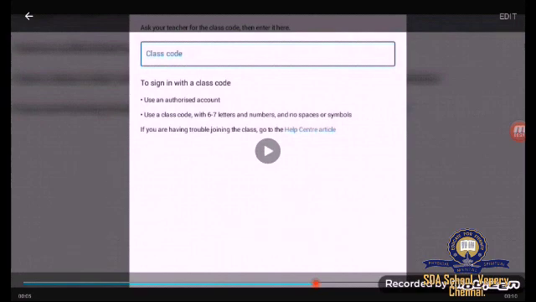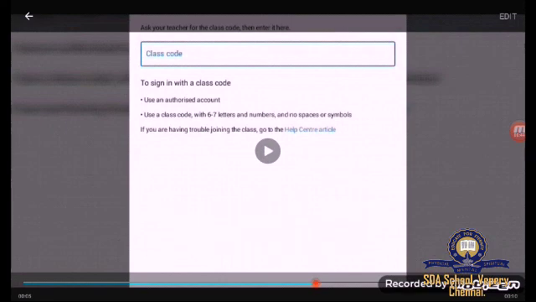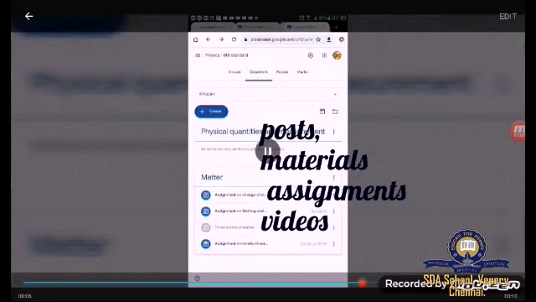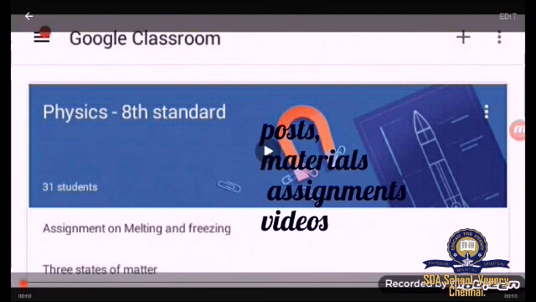When you click the join class option, you will get this page. It says, ask your teacher for the class code, then enter it here, right? So you have to enter the class code IO5D7G3 for the physics. It's particularly for this class, okay? You have to enter it here, and when you click join, there will be a join button at the top of this page. It is not visible here. When you click join, you will enter the physics classroom, and you can see the posts and assignments there, and you can easily submit your assignments.